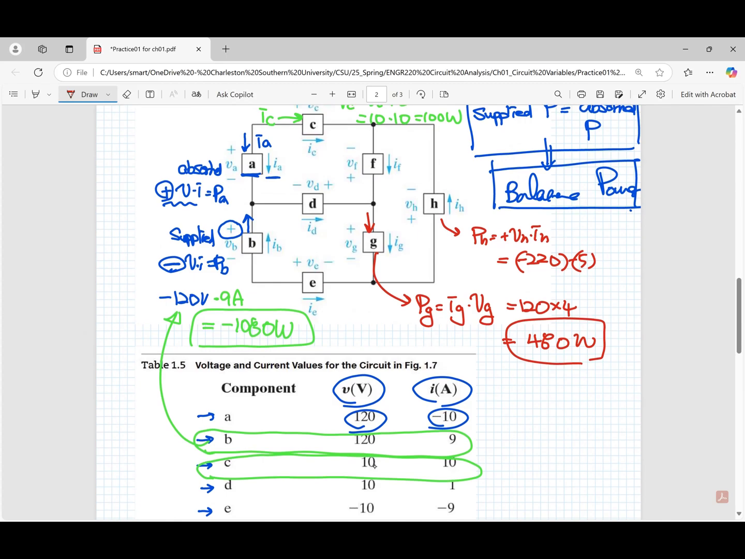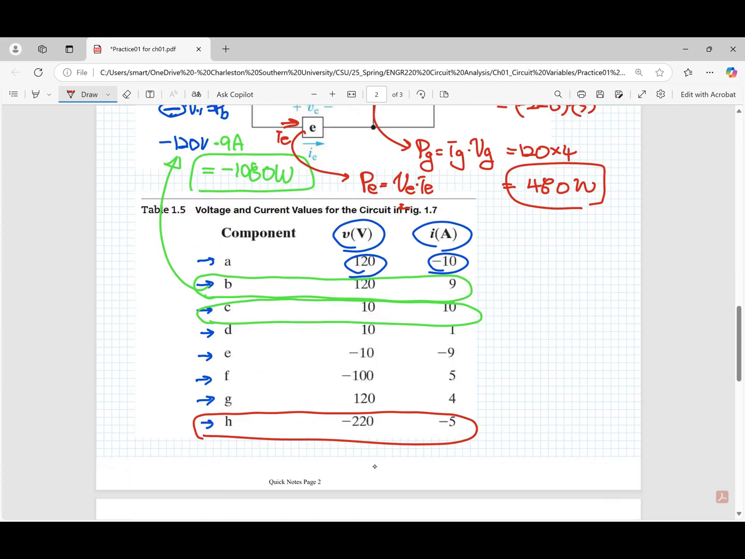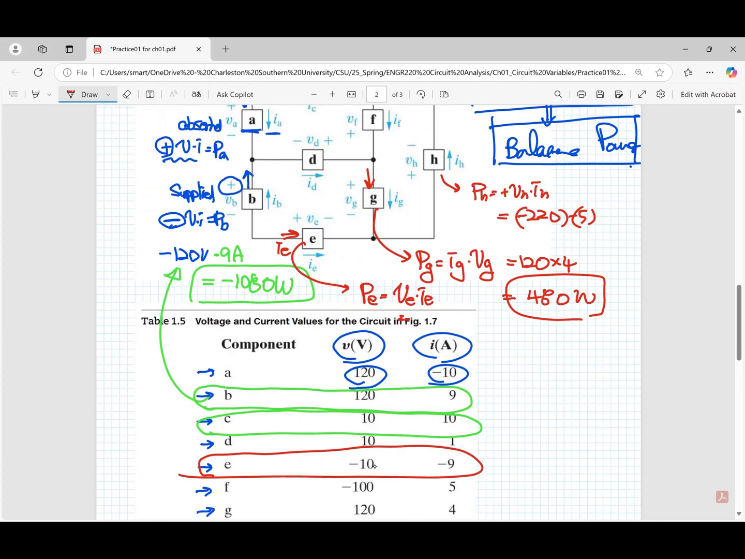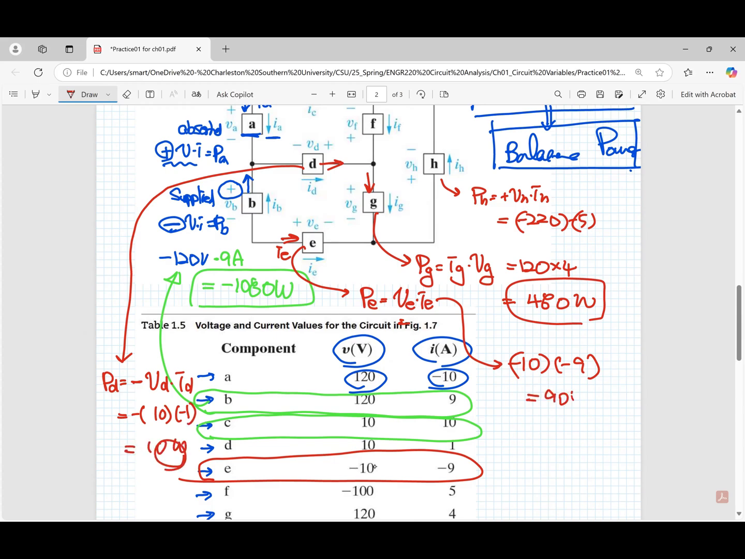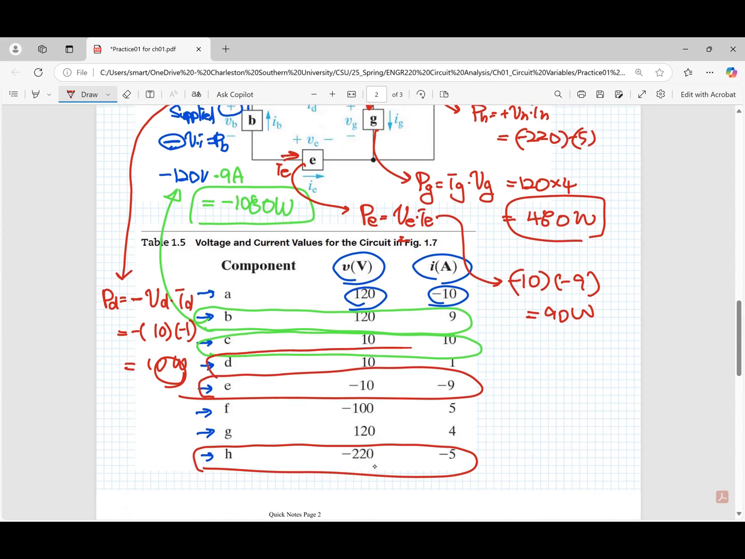And then how about the E? P sub E was also absorbing. This is I sub E. So P sub E is V E and I sub E. E is also right there, minus 10 and minus 9. So how about the D? The D was supplying, because I sub D is going outside. So P sub D is minus V D times I sub D, minus 10 times minus 1. So 10 watts, 90 watts. Okay, D was right there.